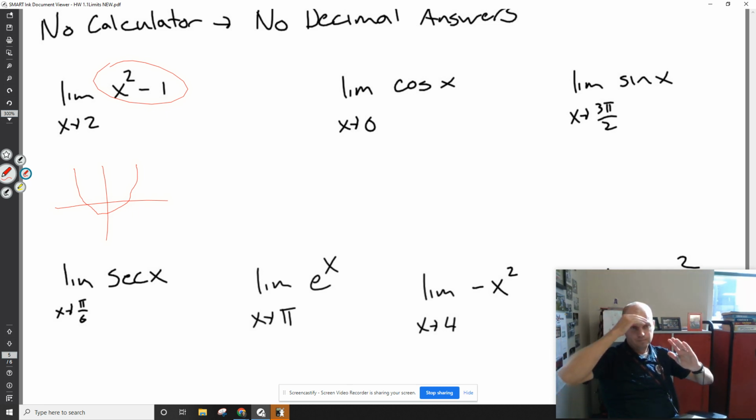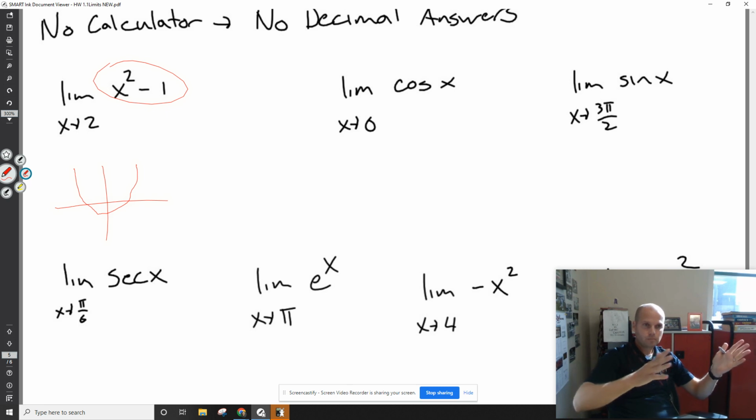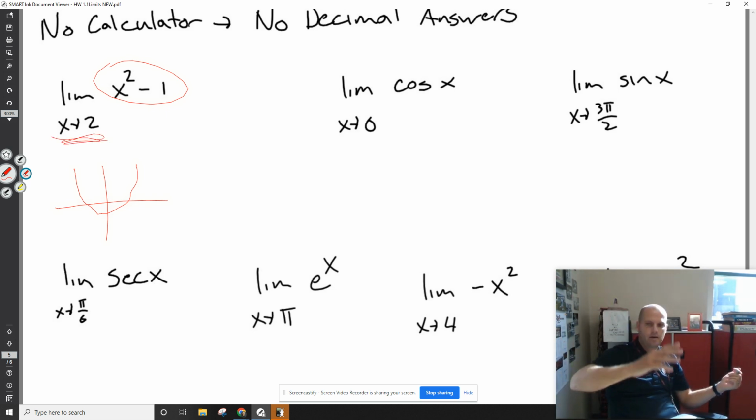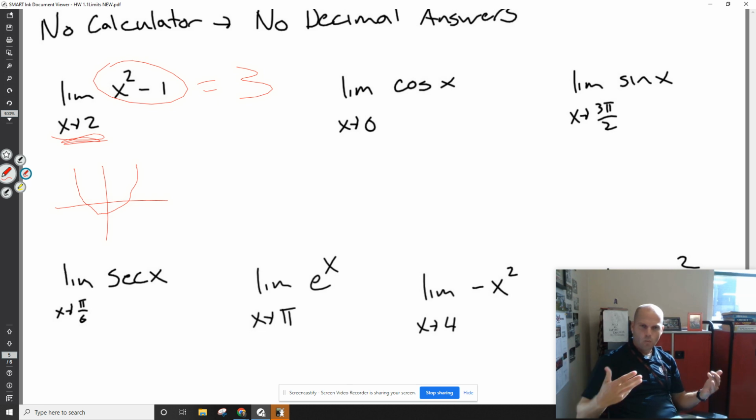Not always. They're interesting situations sometimes. But here, x squared minus 1, we're good. It's smooth. I could plug in any value that I wanted for x. I could plug in 2. I could plug in 2.001, 1.999. What would I get? 2 squared minus 1, 3. See? When you have just a simple function that's not crazy, limits are the same as the function values. We're continuous. We'll talk about that more next class.